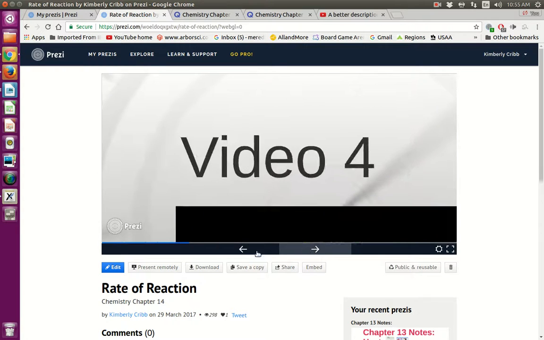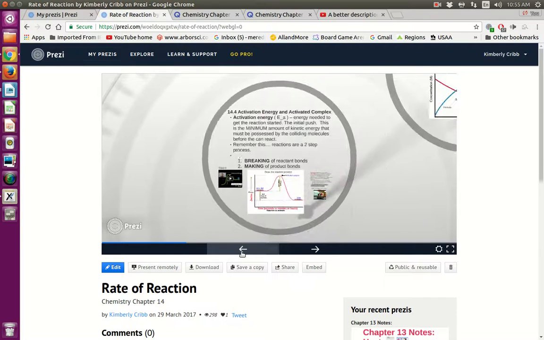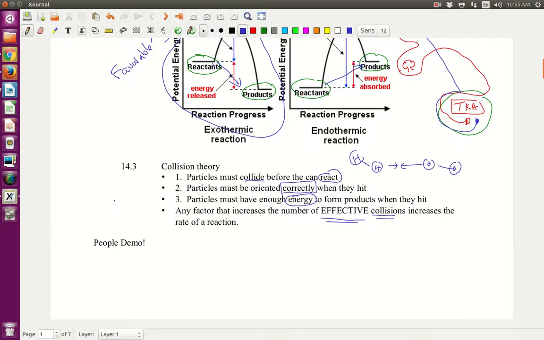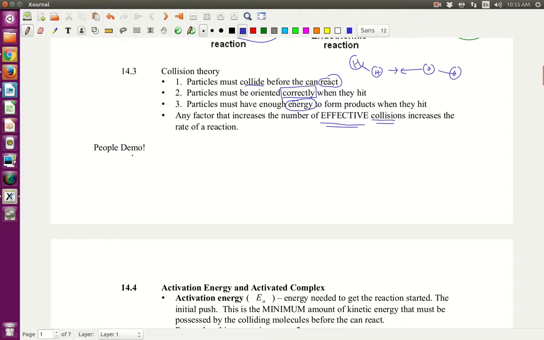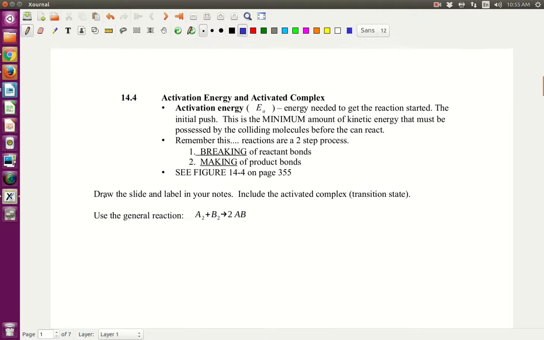So now we're going to talk about, whoops, too far. We're going to talk about activation energy and the activated complex. So let me go back to this one. All right, there's the people demo. Activation energy, the activated complex.